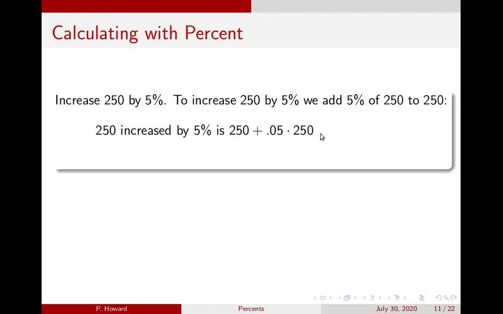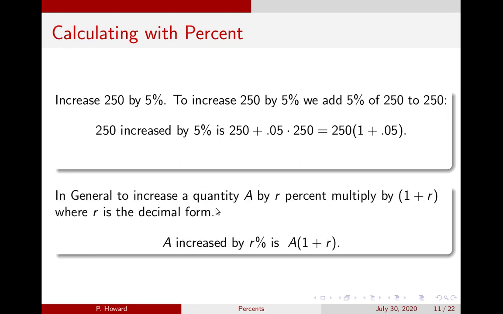Okay, I could do the calculations, multiply 0.05 times 250 and add to 250. But instead of doing that, what I'm going to do is just a little bit of algebra. I'm going to factor out the 250. So this is the same as 250 times the quantity, 1 plus 0.05. And the reason I'm doing this is it makes it easier to see what happens in general when you're trying to increase any number by a given percent.